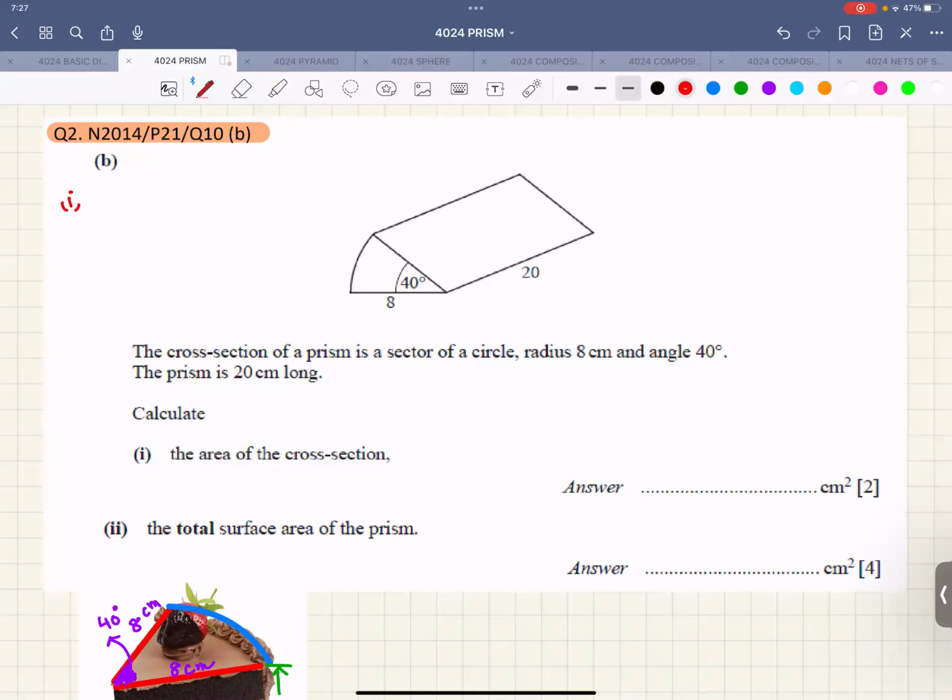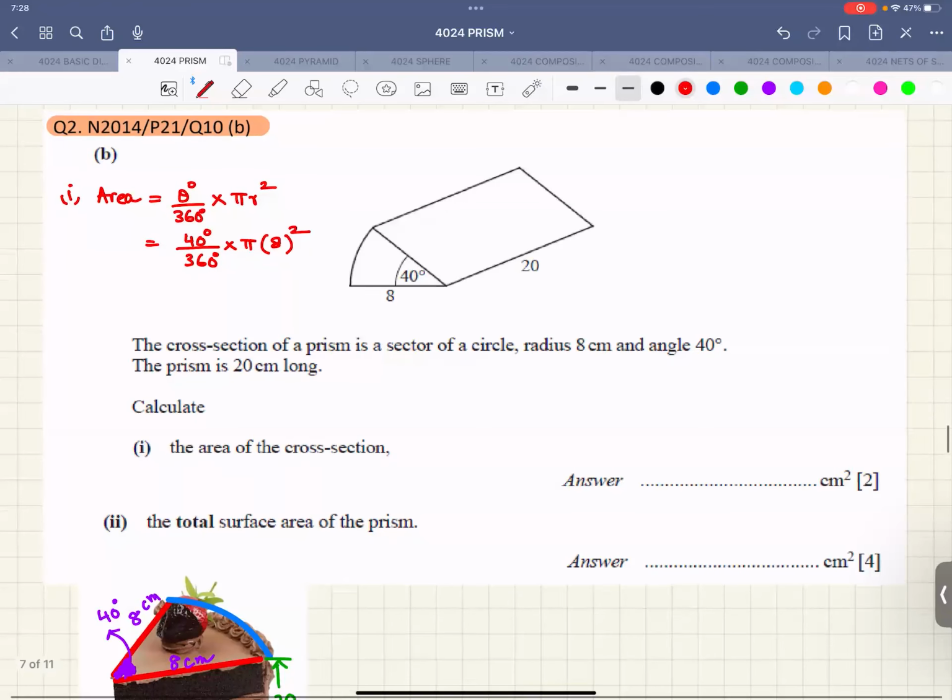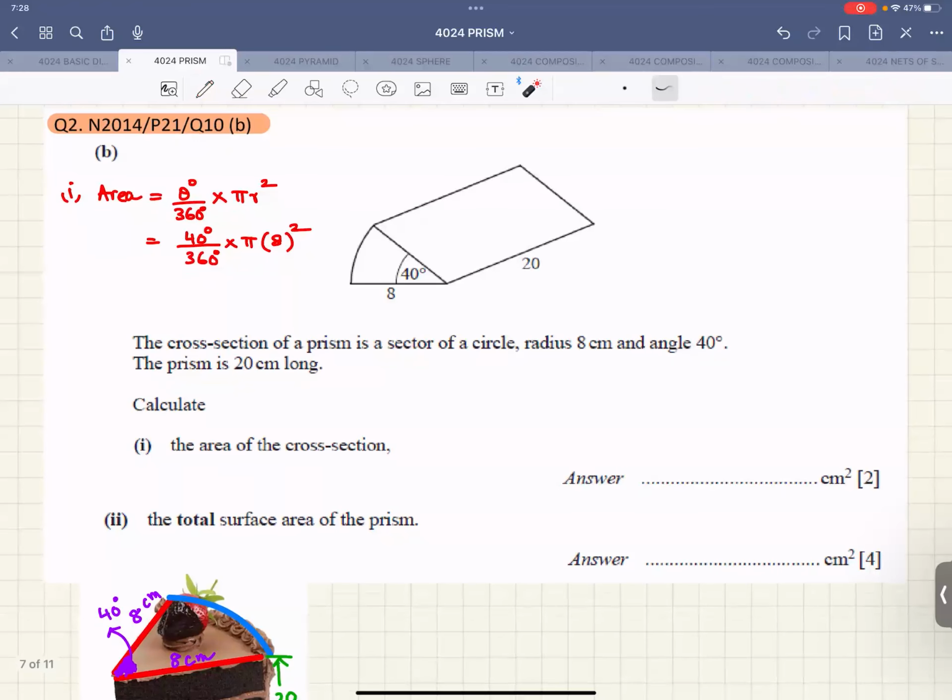So B part 1, that is area of the sector. That is theta over 360 degrees into pi r square. And over here, theta is 40, 360 is 360, into pi into r, which is 8, and this is square. So therefore, my bad, this is paper 2. So that means you can use a calculator. Otherwise, I would have left the answer in terms of pi.